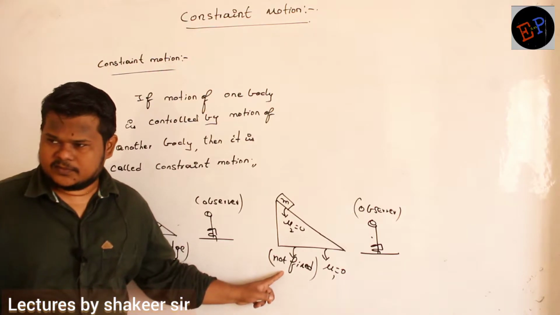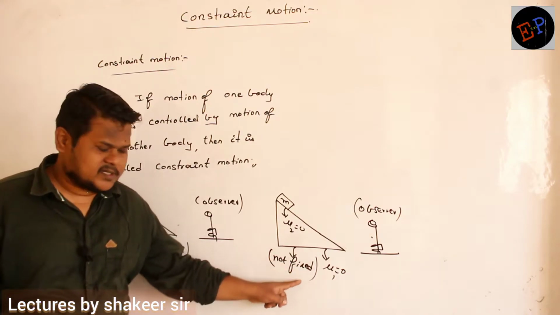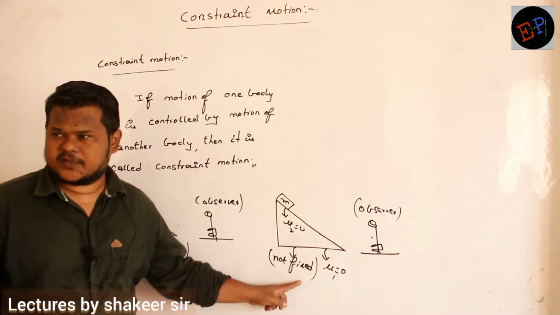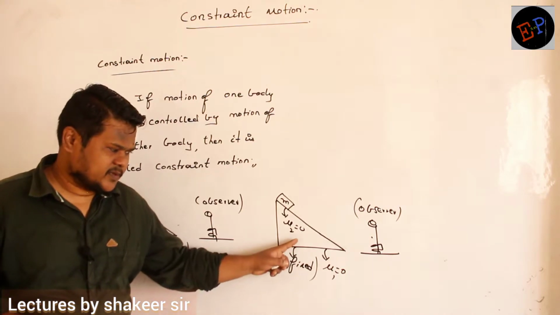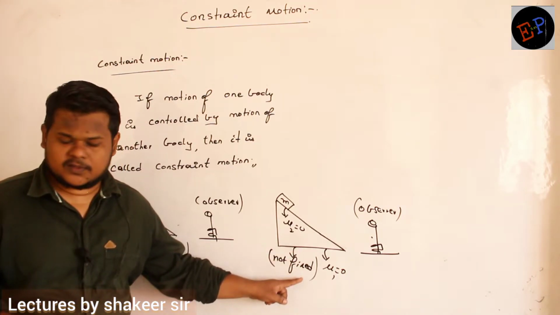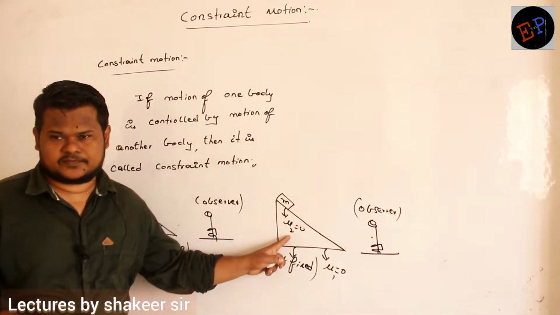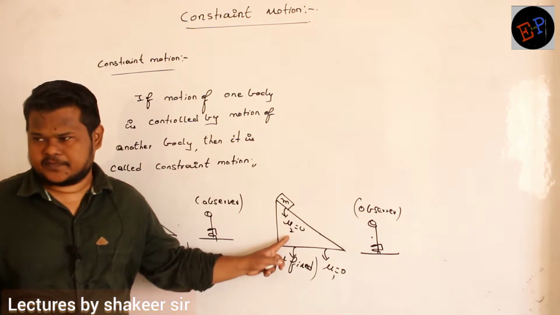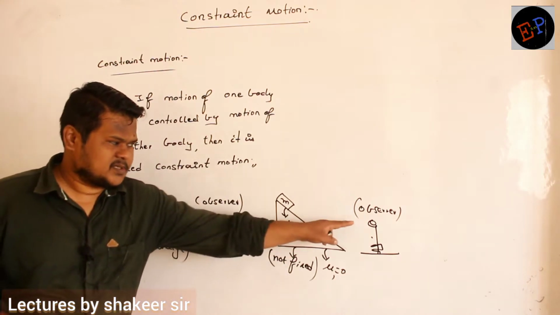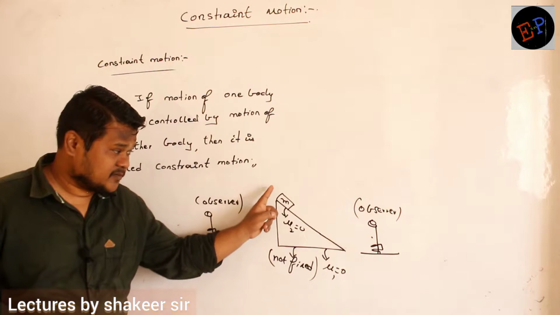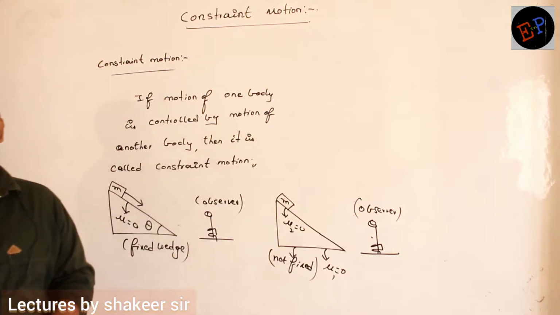The wedge is not fixed, and coefficient of friction is also absent. There is no friction at all. There is no friction between the ground and the wedge. There is no friction between this small body and this wedge also. Frictions are absent. Now can you say to this observer how the motion of this body appears to be?